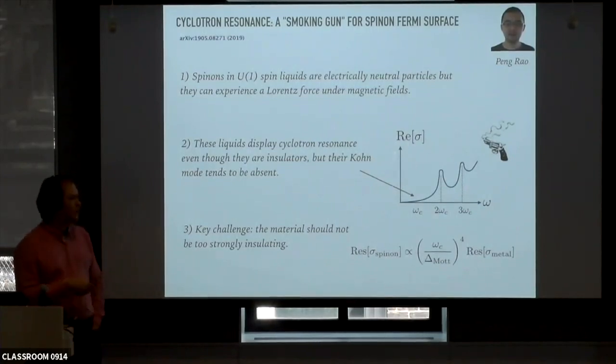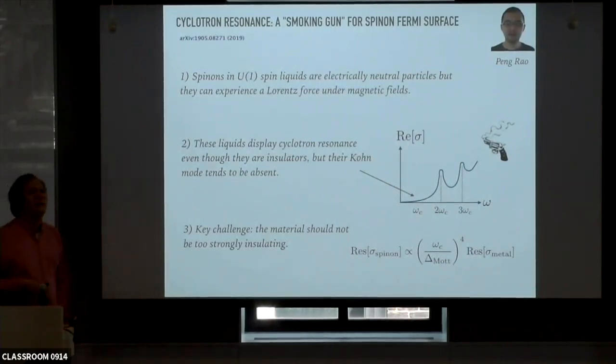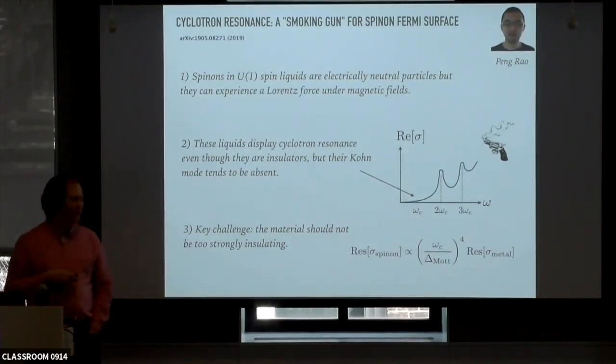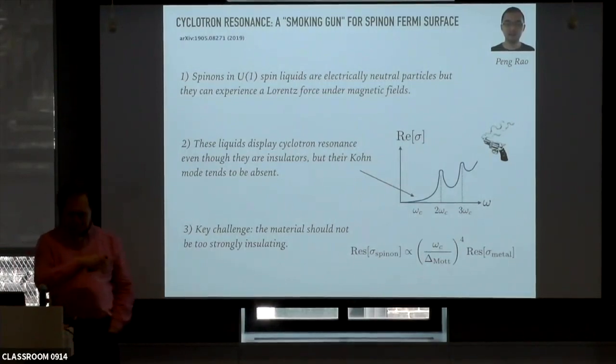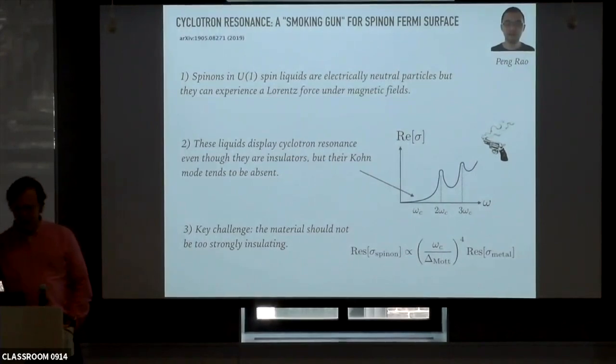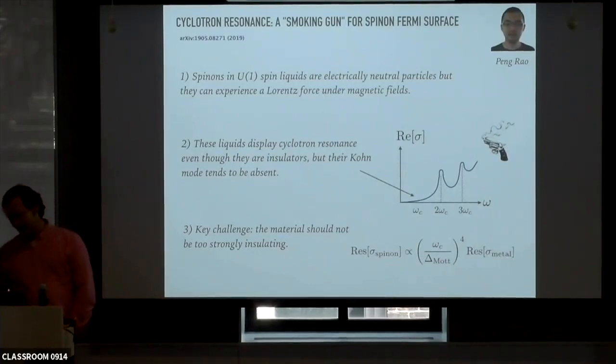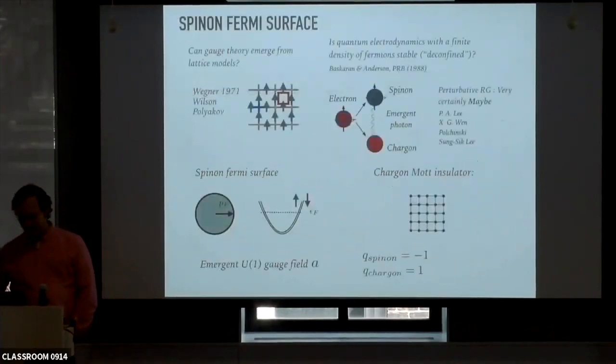So this is a proposal that would work for spin liquid candidates that are not too far from the metal insulator transition. In principle, they are always there, but the residue of the peaks will become vanishingly small as the material becomes more and more insulating in this fashion. It's 1 over the gap to the 4th power, basically.